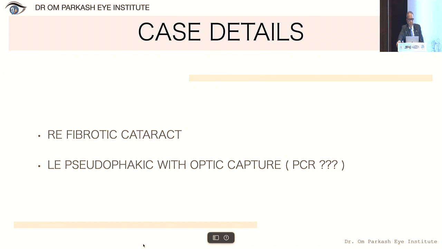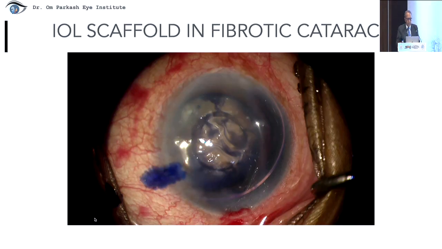So this is another case in which there's a fibrotic cataract. The left eye, the other eye, is pseudophakic with optic capture. Now what did that mean? It meant that the posterior capsule might have been ruptured. So we had to be wary of that, because the patient had delayed the surgery because he was not comfortable with the vision, and he was in a way fearful about getting the surgery done.